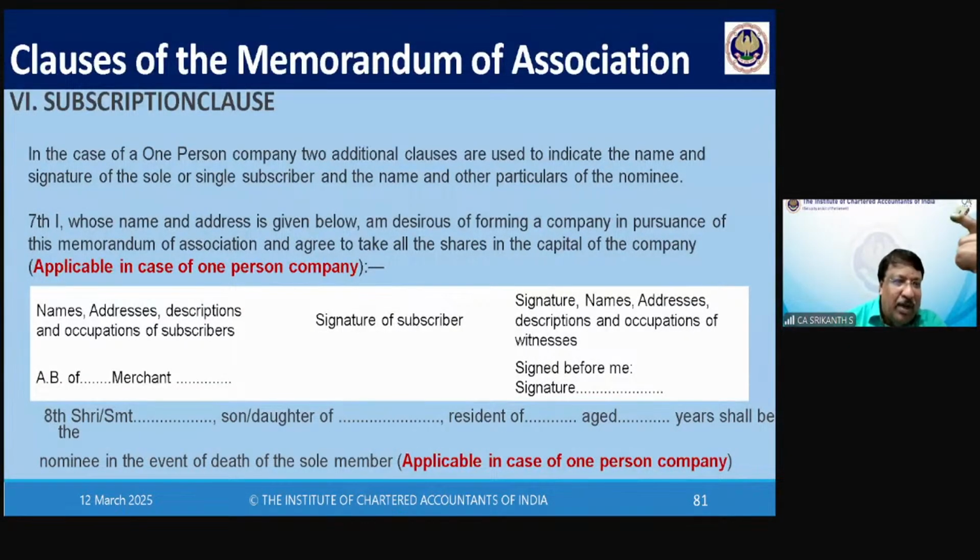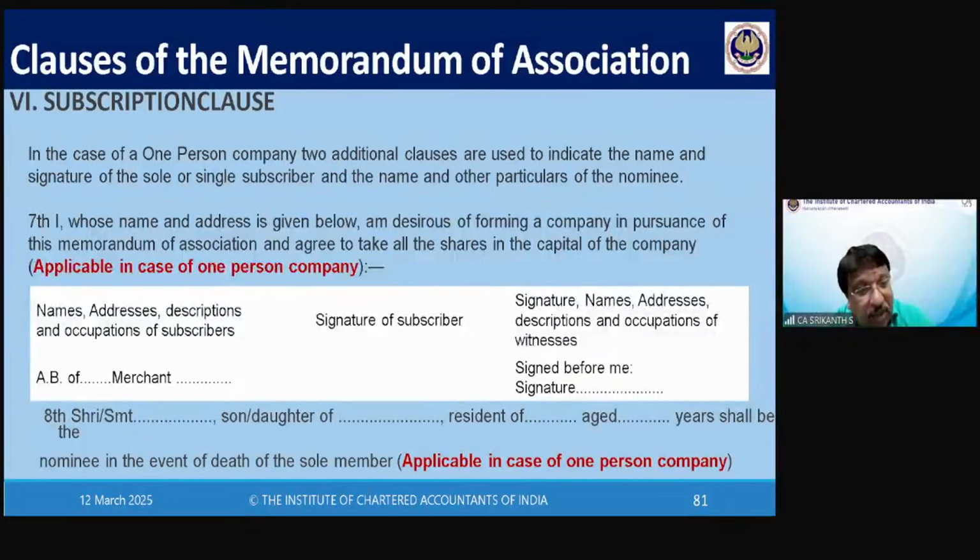I, individual, one man, whose name and address is given below, am desirous of forming a company in pursuance of this memorandum of association and agree to take all the shares in the capital of the company. There is no question who else will take it here. You have to take all the shares. So if you have 10,000 shares, you have to take all the 10,000 shares.